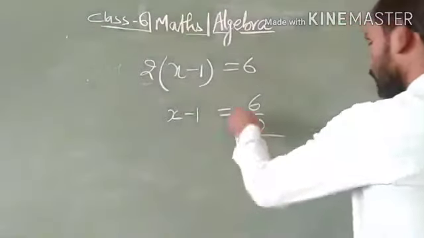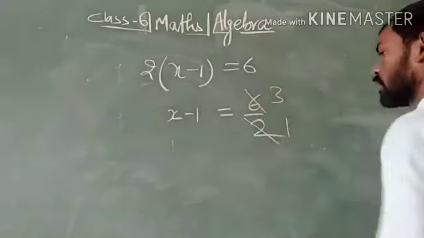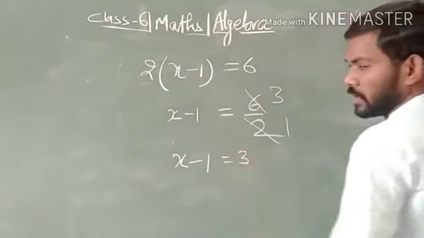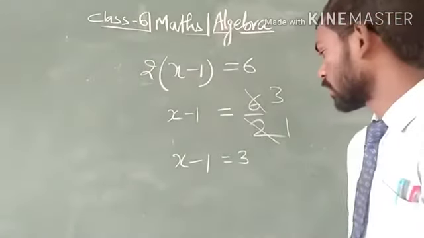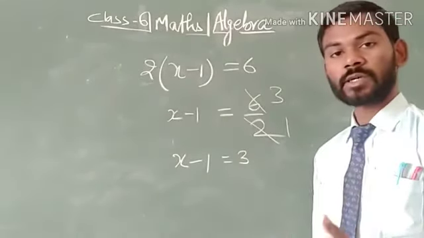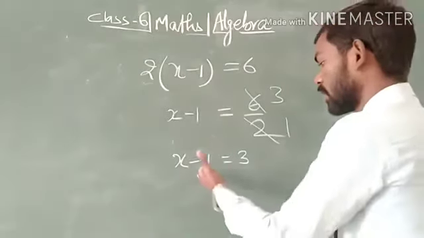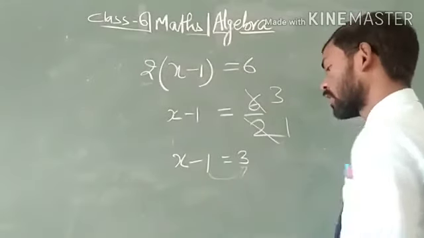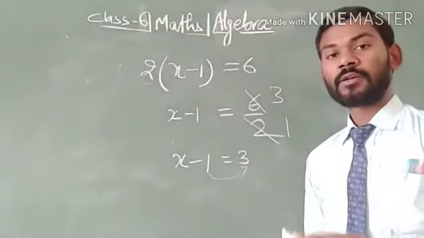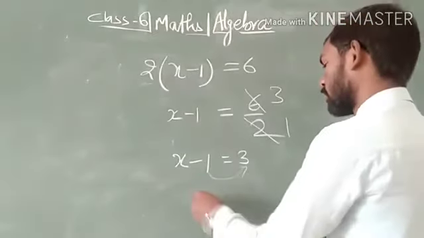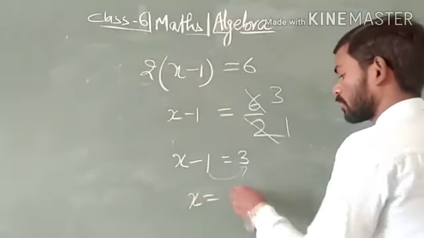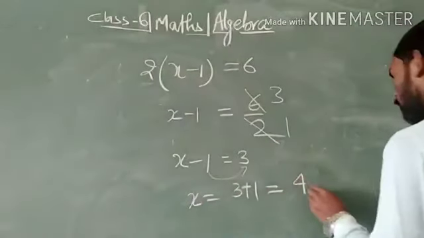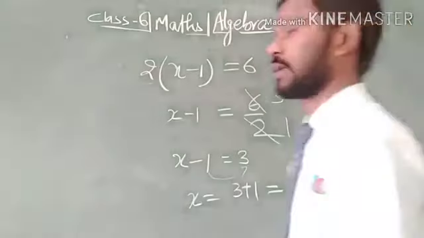Okay, now solve: 2 ones are 2, 2 threes are 6. Therefore we get x minus 1 is equal to 3. But here we did not get our result because there is a constant on the left hand side. So transfer it to the right hand side and change the sign from minus to plus. So here we get x is equal to 3 plus 1, and this is equal to 4, which is our required result.